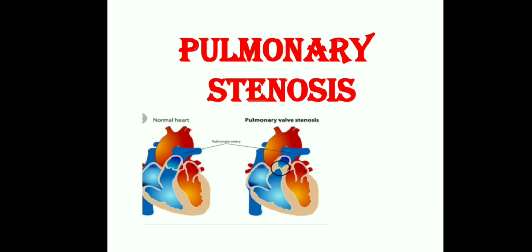What is pulmonary stenosis? Narrowing of the entrance of the pulmonary artery. Here, at the entrance of the pulmonary artery, some narrowing is there. There are also types, which we will discuss later. This is about pulmonary stenosis. It is an acyanotic condition, under the obstruction to blood flow conditions. Pulmonary stenosis is a narrowing of the pulmonary artery.